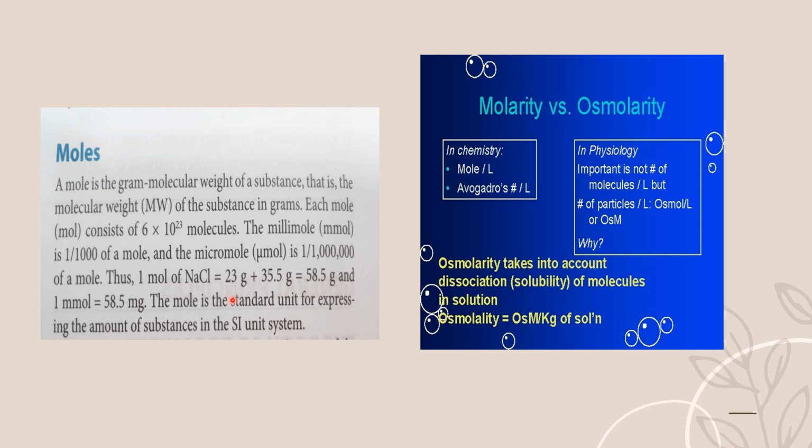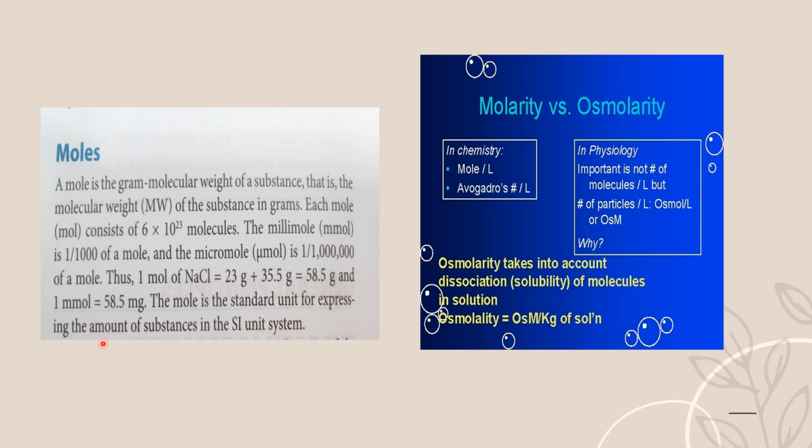Now the weight of 1 mole in grams is the atomic or molecular weight of that element in grams. For example, in case of sodium chloride, we know that 1 mole of NaCl will have a molecular weight of 23 gram plus 35.5 gram, around 58.5 gram. And we know that 1 millimole is 1 by 1000 of a mole. So we can convert this molar concentration into millimolar concentration. So 1 mole of NaCl is 58.5 gram, and 1 millimole will be equal to 58.5 milligram.